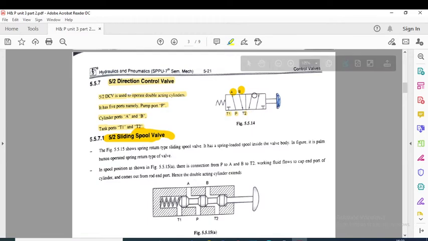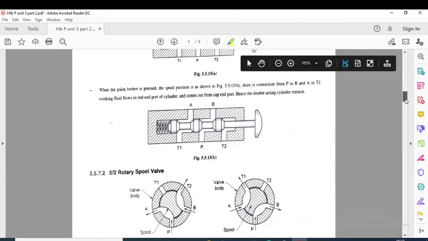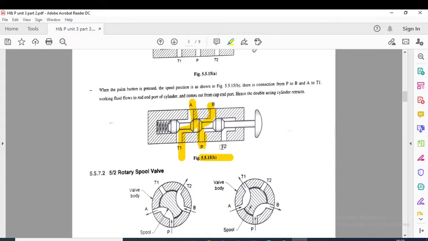Similarly, in the other position, port A is connected to tank port T1, and port P is connected to port B, and tank port T2 remains closed here. Here you can see this is the second position where tank port T1 is connected to port A, and port B is connected to port P, and tank port T2 remains closed.